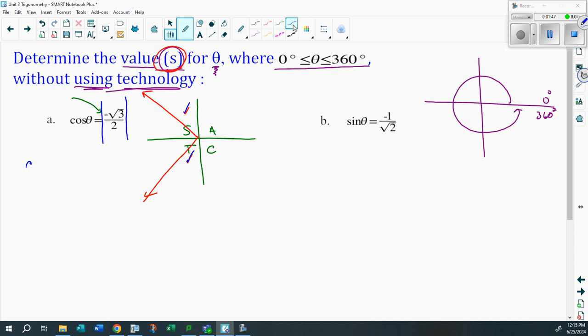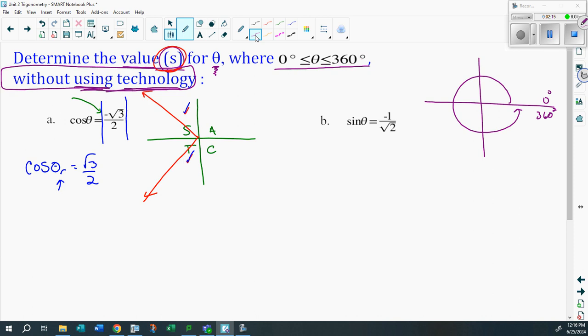Immediately, that changes this from cosine theta to cosine theta reference is root 3 over 2. In other words, now you're finding the reference angle. You're no longer finding cosine theta. Trust me on this. I got you. Follow along with me, and you're going to go, oh, I see. Now, root 3 over 2 should send off bells and whistles because it says without using technology, right?